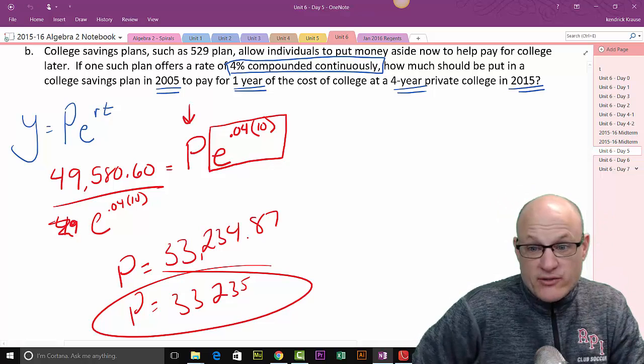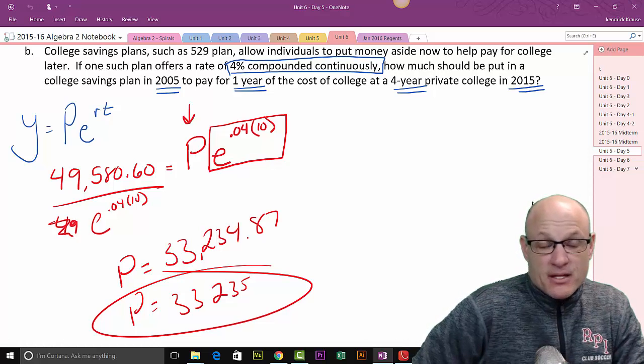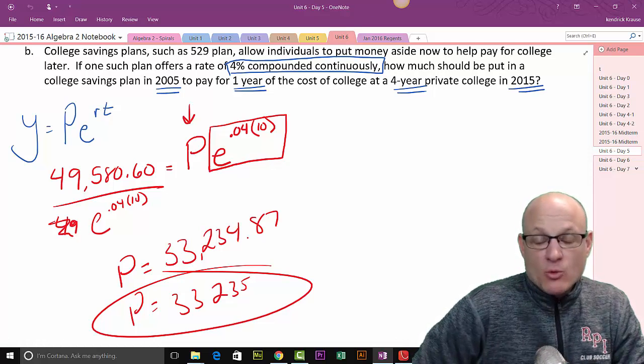That's it. That's all she wrote, kids. That is exponential growth in word problems.